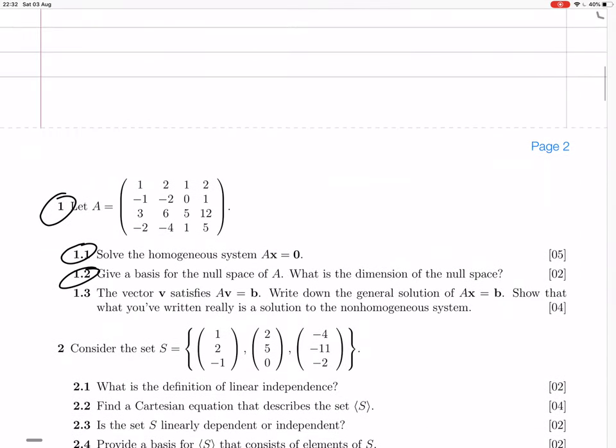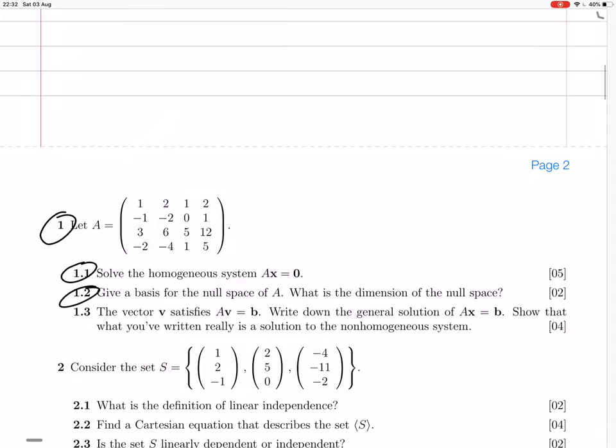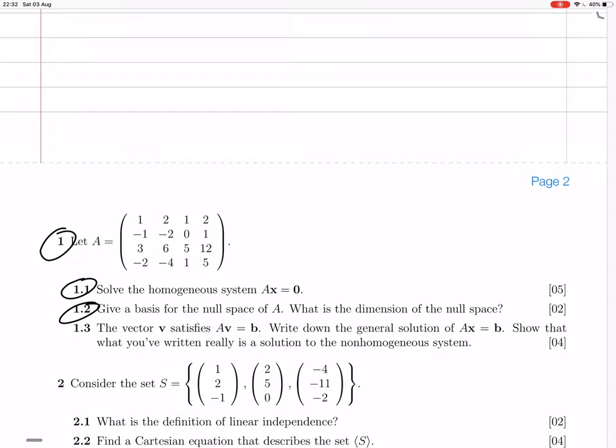Two independent vectors there. 1.3, the vector V satisfies AV equals B. Write down the general solution of AX equals B. Show that what you've written really is a solution to the non-homogeneous system. So to get the general solution, you just add to the particular solution V. We have AV equals B, and so now we just want to have V plus this homogeneous solution we have. Can't call it V again. Oh, actually, we used S and T, didn't we?